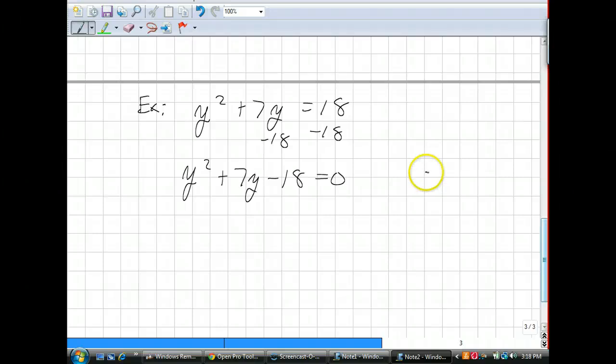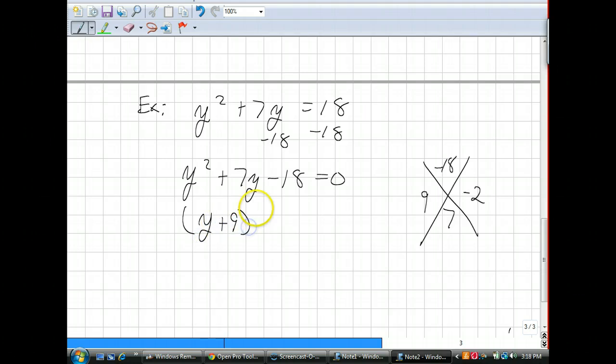There are 3 terms, so that tells me I'm going to go to the x. So I ask myself, what times what is negative 18 but adds up to a positive 7? Well, it's going to be a 9 and a negative 2. Because 9 times negative 2 is negative 18. 9 plus negative 2 is a positive 7. Now, since there was no leading coefficient, I go straight to my binomial. Okay, so now I have factored it.